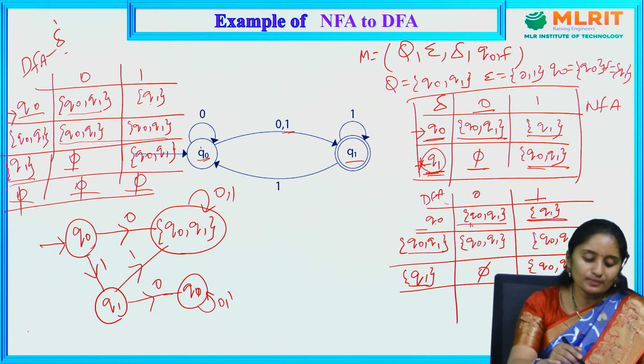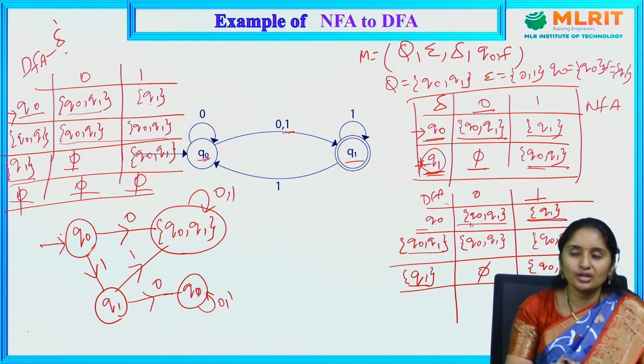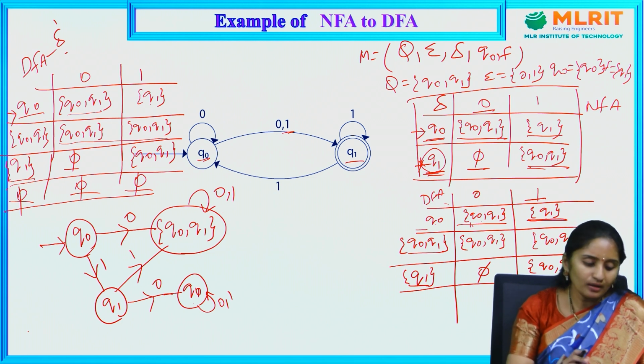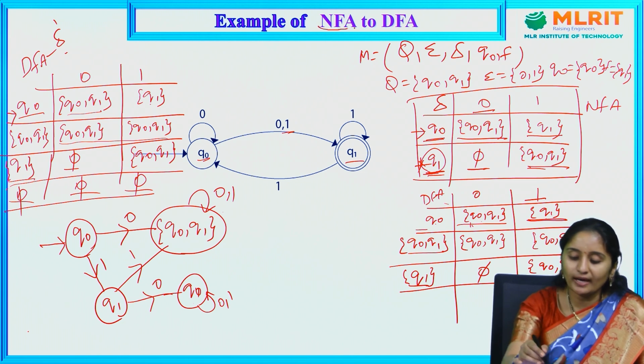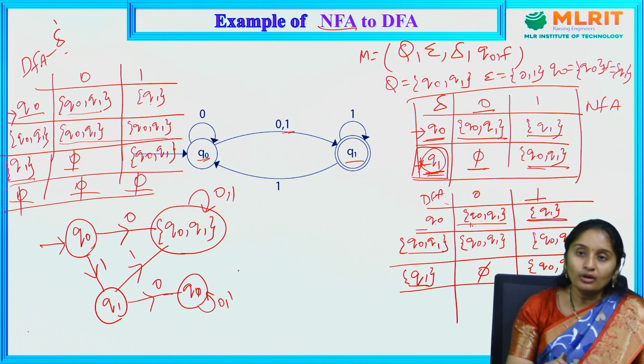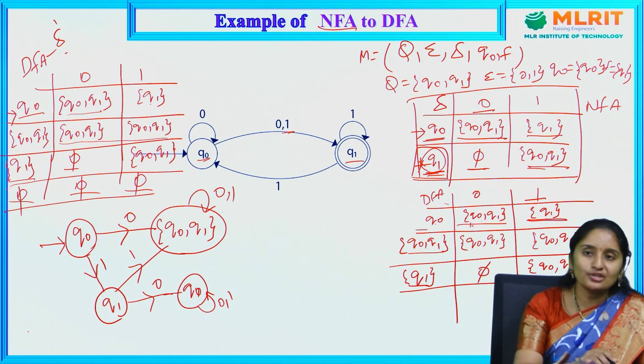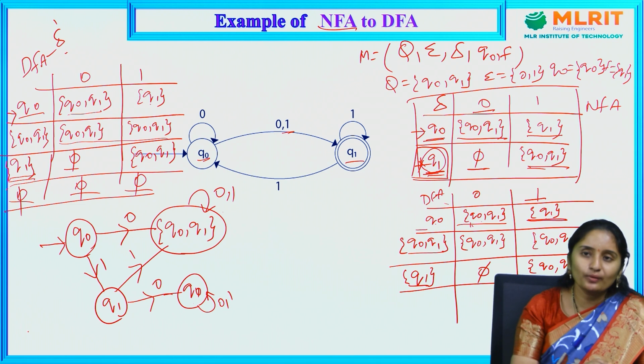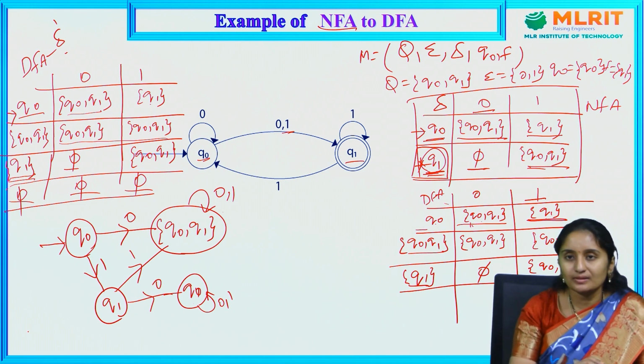As Q0 is my starting state, the start state won't change in the DFA diagram when we convert NFA to DFA, but only the final states are going to be generated. So what are the final states? Initially in the NFA diagram, Q1 is my final state. Now check our DFA transition table: wherever you find the Q1 state, those all states are final states.